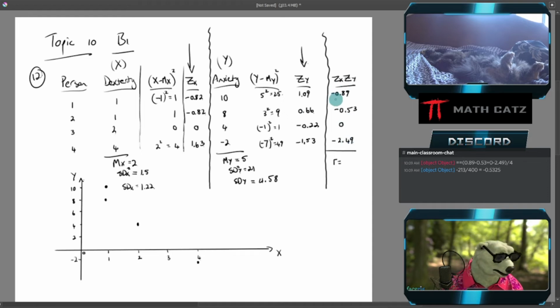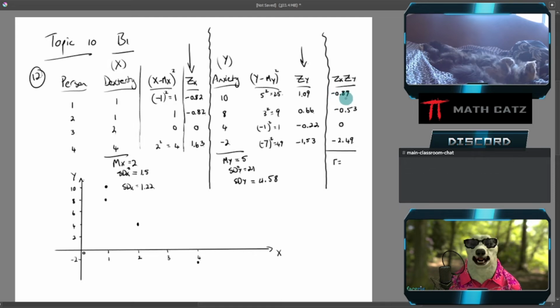So let's just check. It did show negative 0.89. It did. And negative 0.53, 0, and negative 2.49, which of course affects my calculation for the correlation coefficient, changing it from a positive to a negative has a drastic effect. Then we get the much more correct negative 0.98.